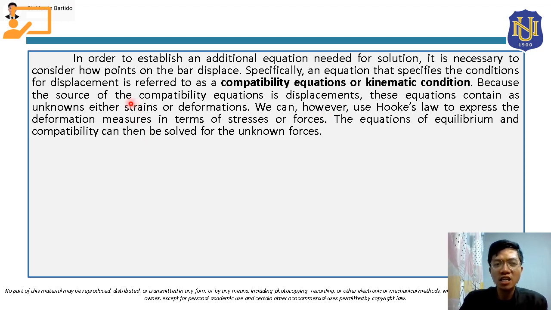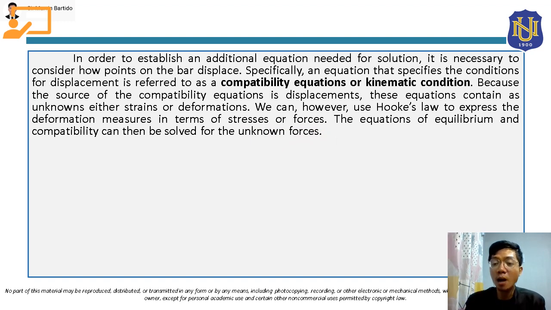But we can also express strains in terms of deformation. Strain is just equal to the deformation over the original length. And for deformation, we can express this in terms of stresses or forces. For forces, we can express deformation as PL over AE. And in terms of stresses, we can express that as sigma L over E, since P over A is equal to sigma. So from that, the equations of equilibrium and compatibility can then be solved for the unknown forces.